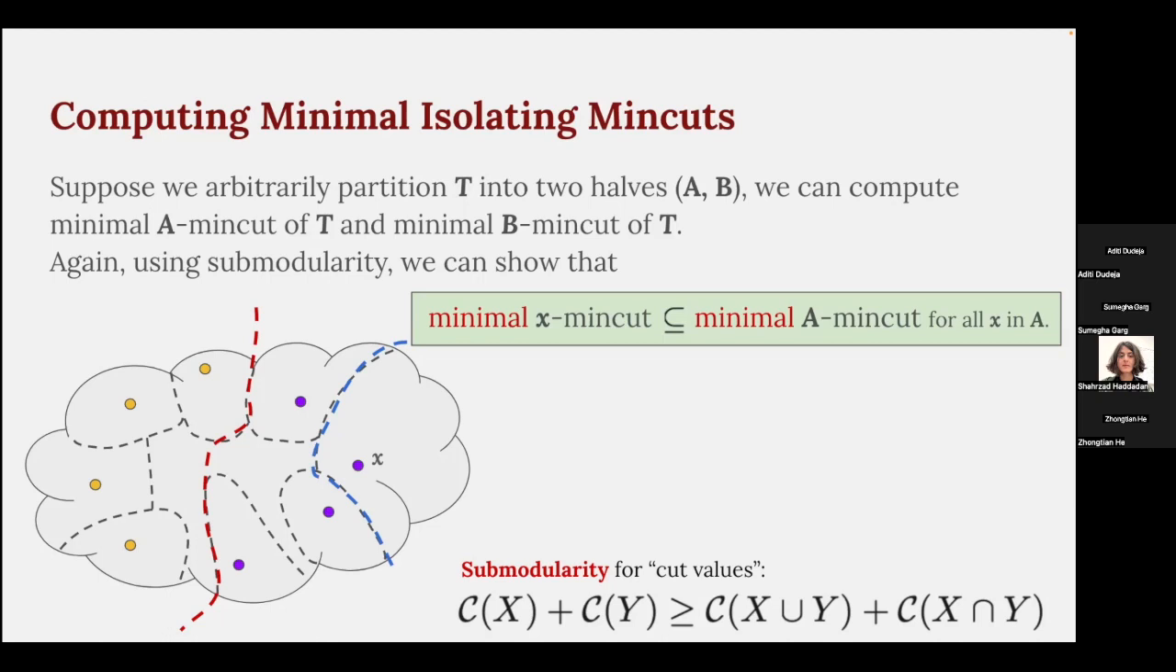Then I'm a little bit confused because in the end, you want to separate the blue, the purple vertices from the orange vertices. And then it is not even a standard cut. Oh, because the cut could be inside this also. I see. Yeah. So in this subroutine, what we care is isolating Mincut.